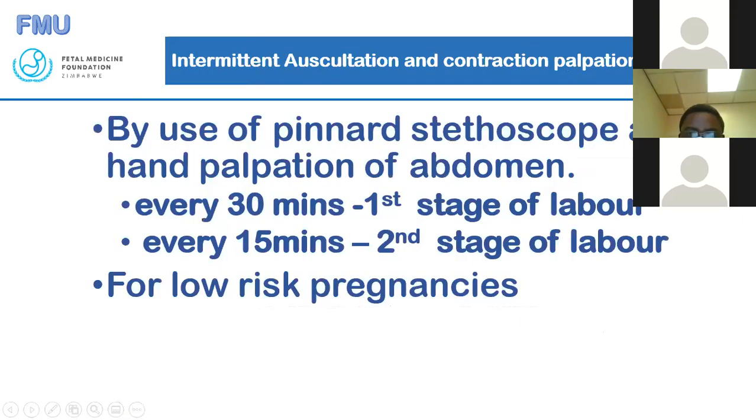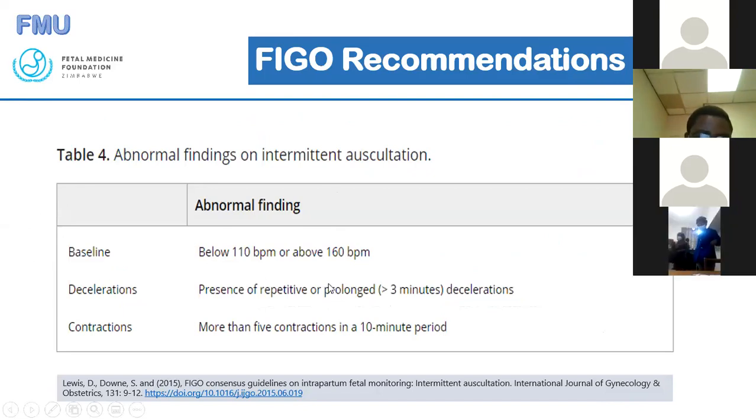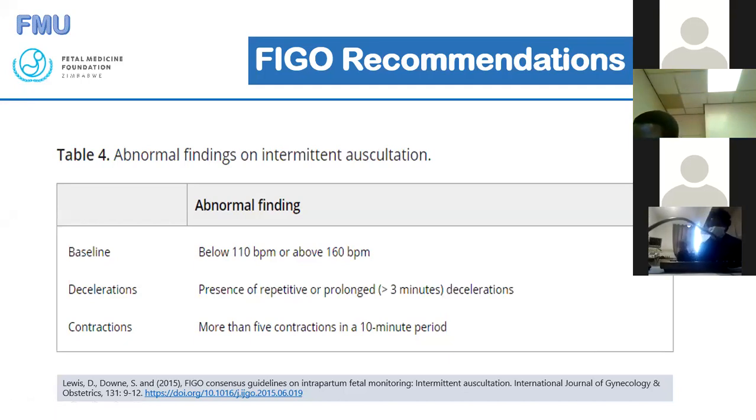Then, in terms of what will be considered abnormal if we just use intermittent auscultation, what can we detect as abnormal? We can pick up that the baseline heart rate is abnormal, either below 110 or above 160, using the method that is currently being used in our units. As for decelerations, we look for the presence of either repetitive or prolonged decelerations, such as a 3-minute deceleration, but no one using the intermittent methods in our units is able to detect this.